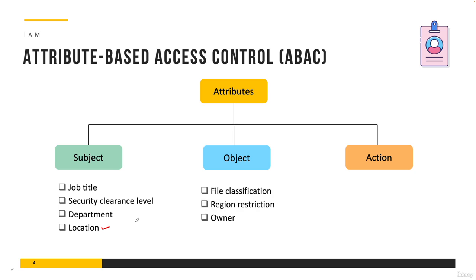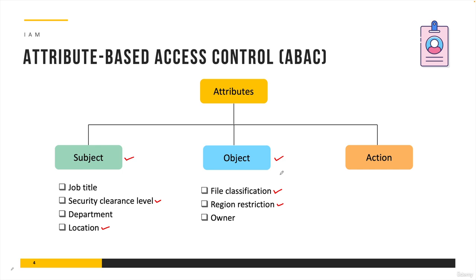Similarly, for object, it can be file classification. So for example, let's say the subject has secret level security clearance, but the object or the file has top secret classification. In that case, it won't be allowed. It can be region restriction. So there are two types of geolocations. Okay, one could be that of the subject. So where is the subject currently located? Where is he trying to access the resource from? And the second could be the object itself. So for example, if the object is located in X country, don't allow access from Y country. So two different types of geolocations that could be considered.